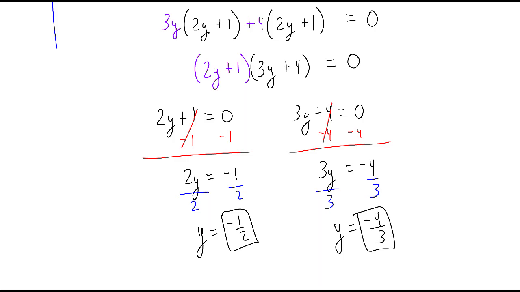Okay, so there we go. Negative 1/2 and negative 4 over 3. Those are my two solutions.